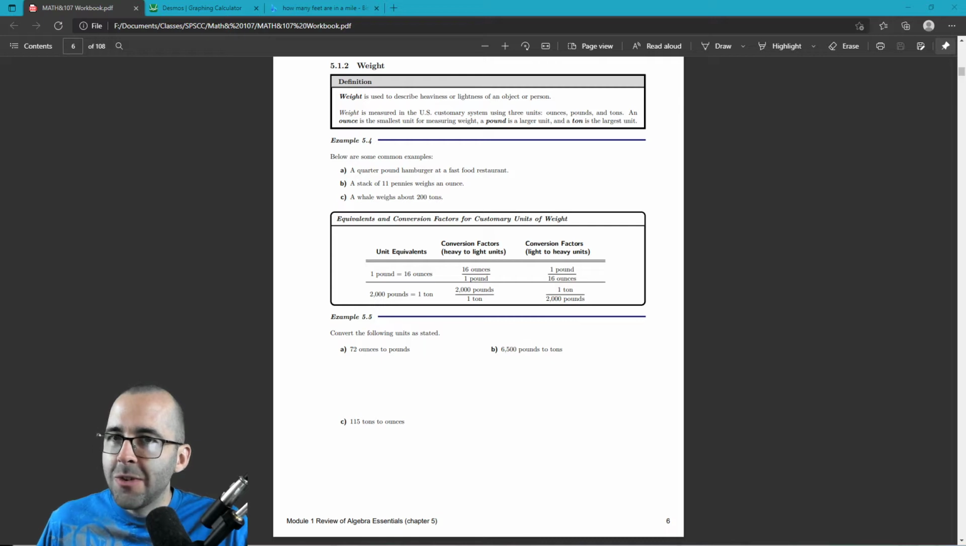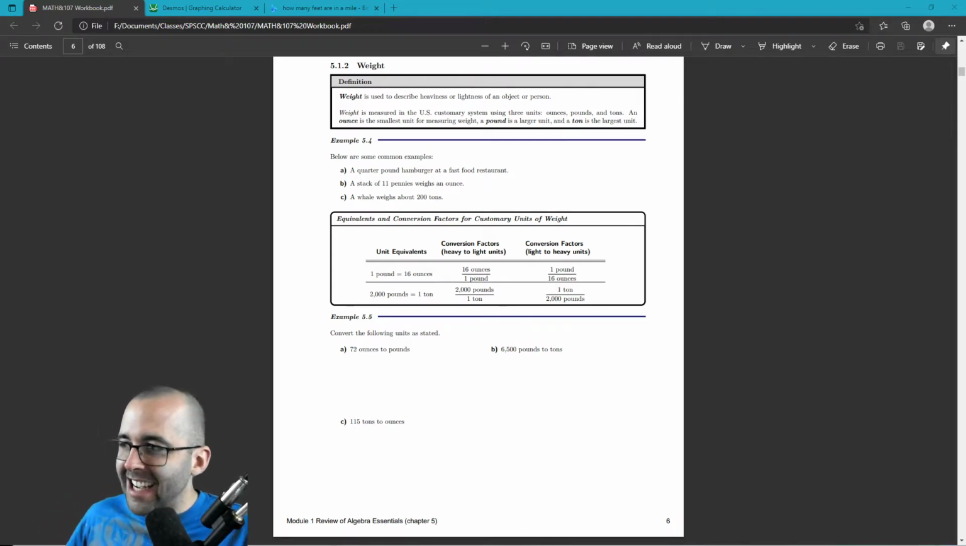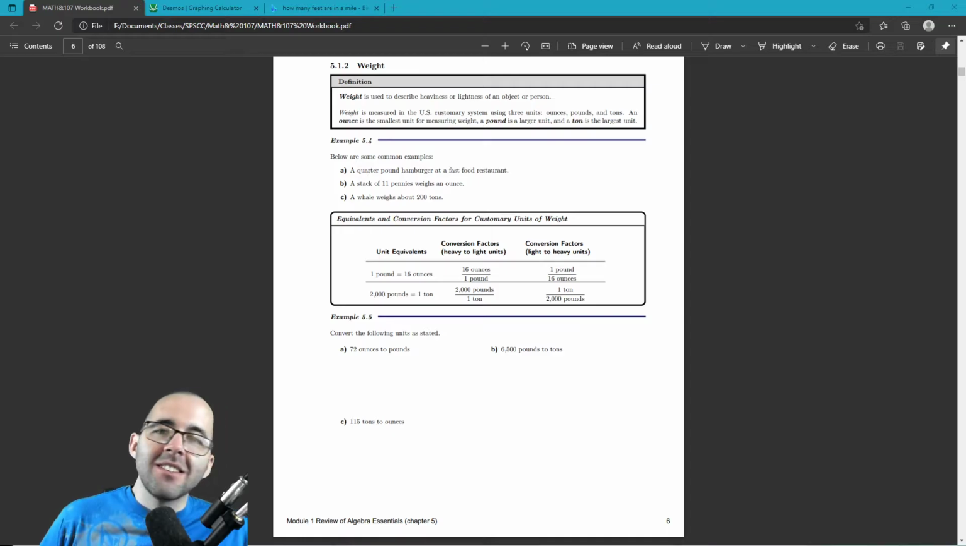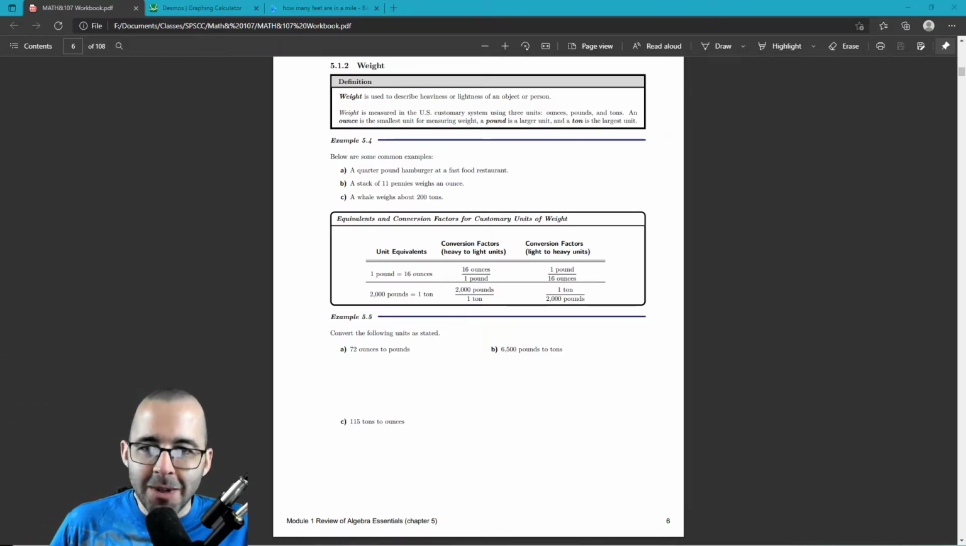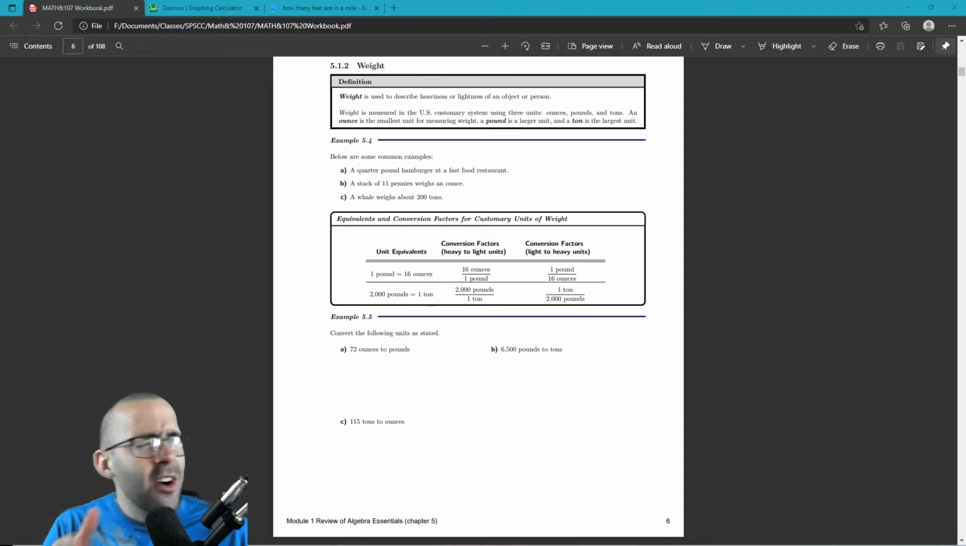All right. Video 2, weight. It should be much shorter because I went on for way too long. So weight, you see the definition, you can read the definition. There's some examples of weight, and here are some conversions. So pounds to ounces, not to be confused with fluid ounces, which are not always used.